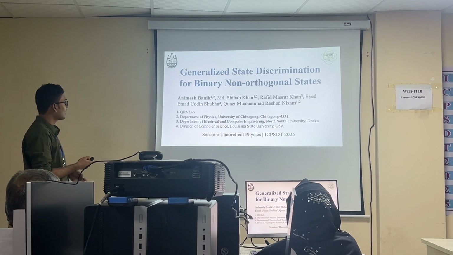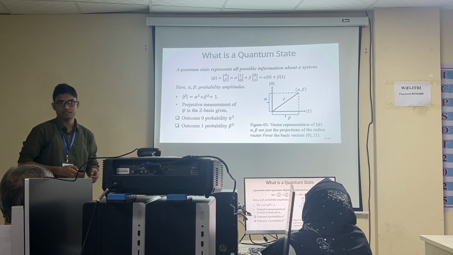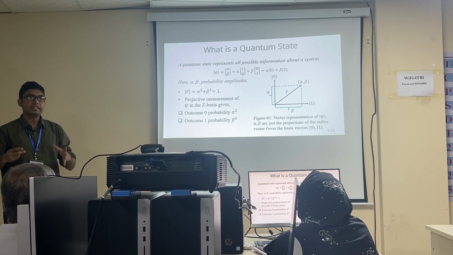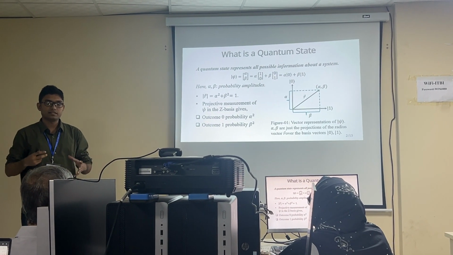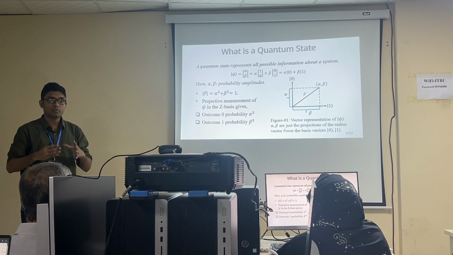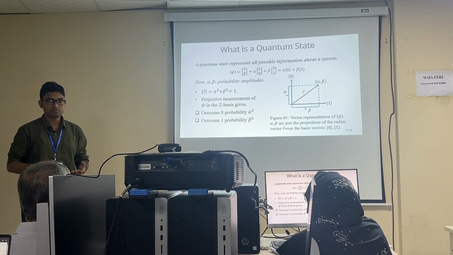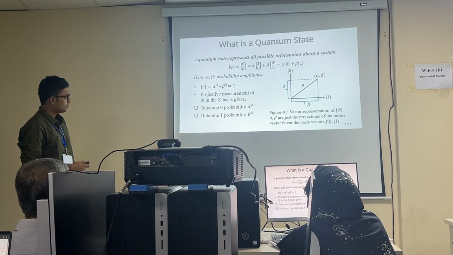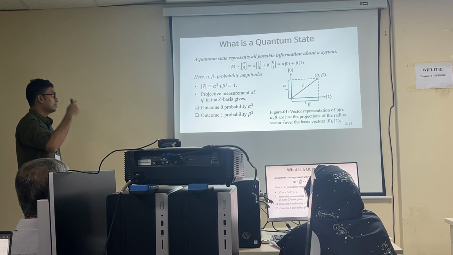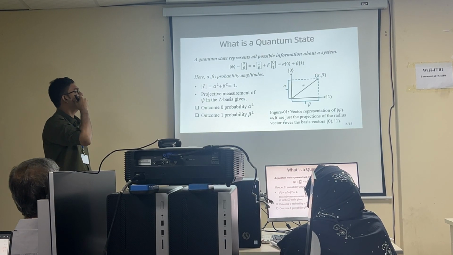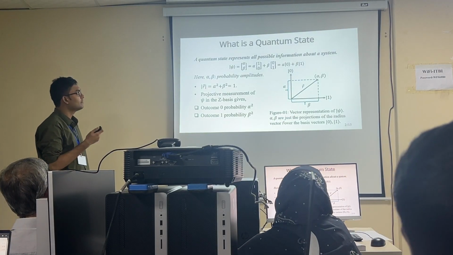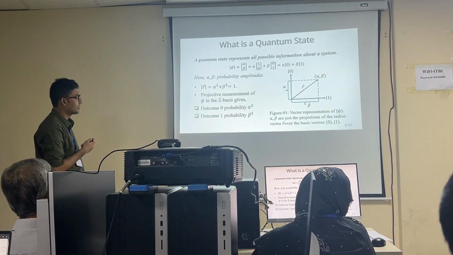First of all, what is a quantum state? In quantum mechanics, we always say quantum states are the basic objects that have all the information about a quantum system encoded in them. In matrix mechanics, we say that the psi here, the quantum state, can be represented as a column vector, or specifically a column matrix.